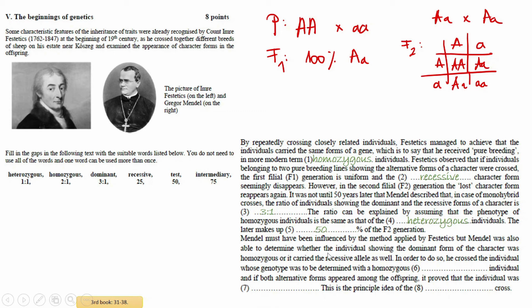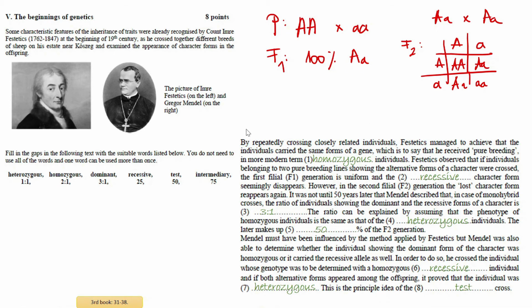Mendel must have been influenced by the method applied by Festetics, but Mendel was also able to determine whether the individual showing the dominant form of the character was homozygous or it carried the recessive allele as well. In order to do so, he crossed the individuals whose genotype was to be determined with a homozygous recessive individual, and if both alternative forms appeared among the offspring, it proved that the individual was heterozygous. This is the principal idea of the test cross.